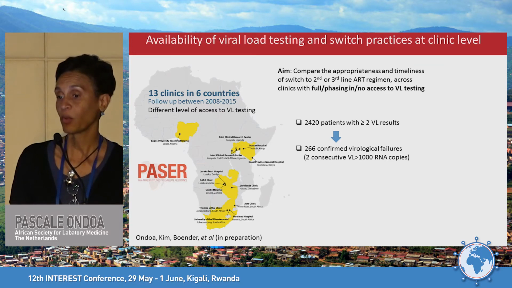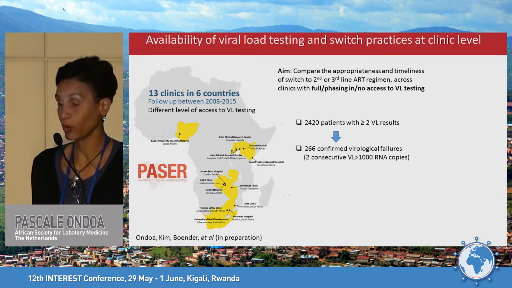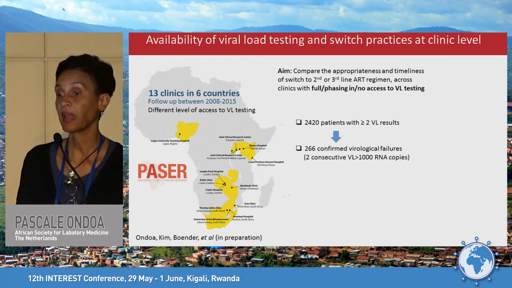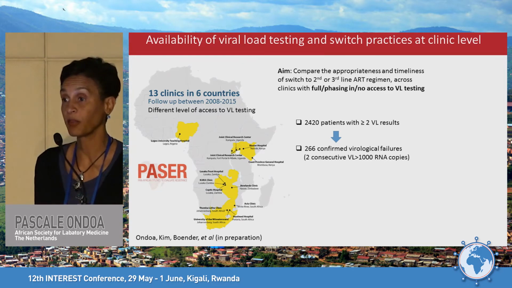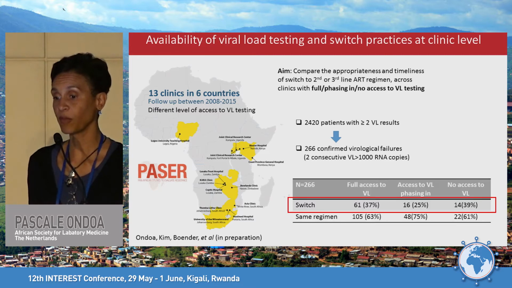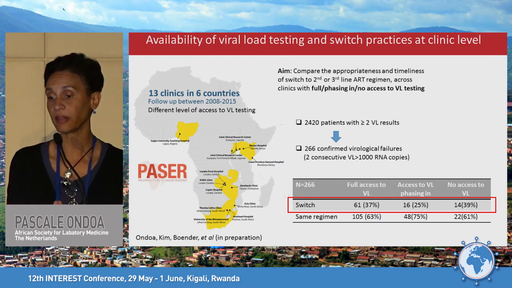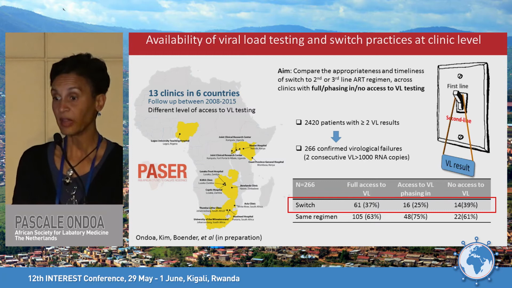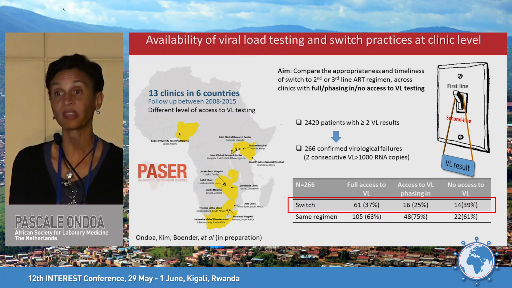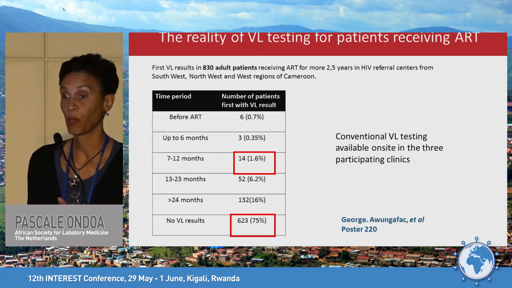Of the patients with more than 2 viral load results between 2008 and 2015 of follow-up, we had 266 confirmed viral load failure based on the study viral load. And what we could see is that the proportion of patients that switched to a second line, a necessary switch, was not very different in the clinics that had full access or no access to viral load. So basically, it's like the viral load result doesn't count at all when you take the decision to switch from first to second line.